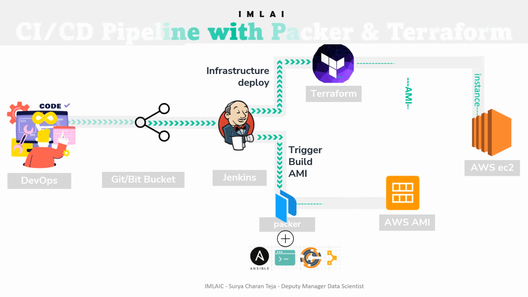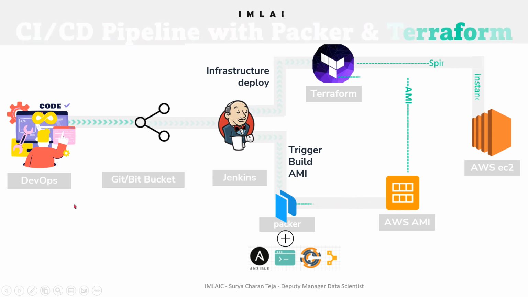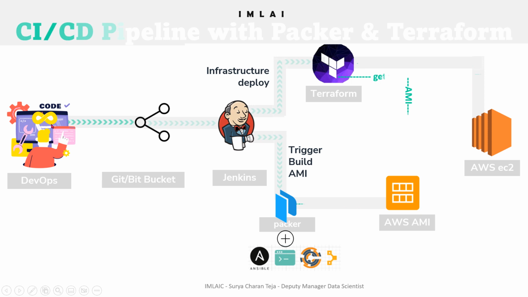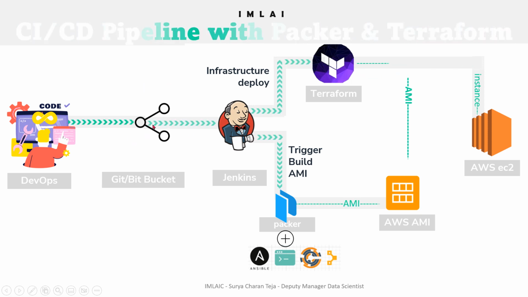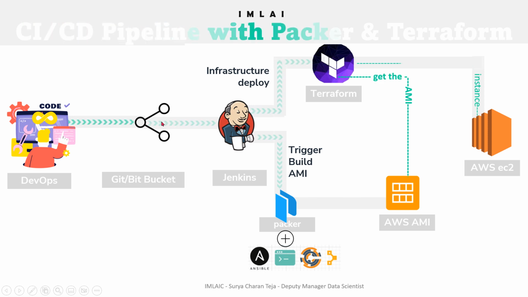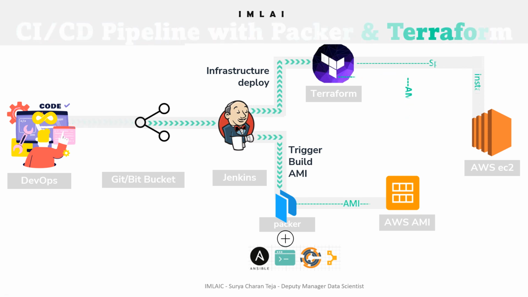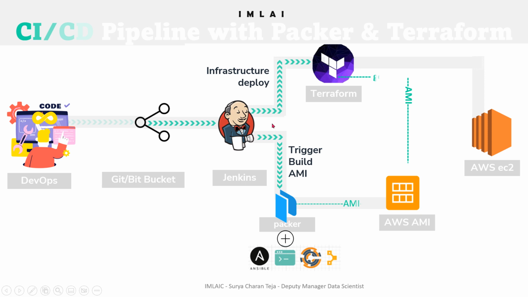I hope it's clear, or else I will summarize the whole pipeline. You make changes to your HCL template. You have added a new provisioner, some new activities to your template. Then it will be pushed to the code repository through Git or Bitbucket. Then Jenkins comes into action once the code has been committed into the code repository. Automatically Jenkins triggers the build pipeline.